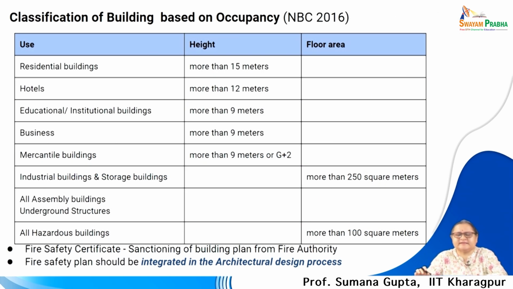As we had seen in this slide previously, for buildings having residential use, hotels, educational institutions, business, mercantile, industrial buildings, assembly buildings and all hazardous buildings, we have to take permits from the fire department against certain height norms and certain floor area norms, and we have to create our structures accordingly, according to their recommendations.